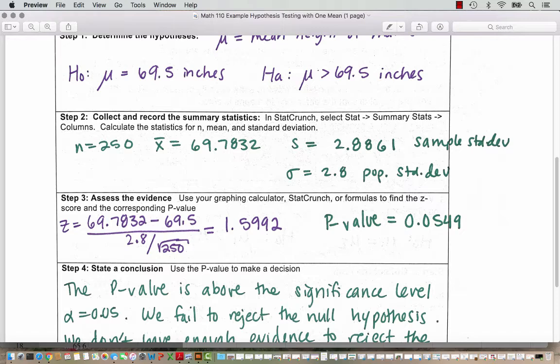So if we do it by hand, the z-score formula is to take the sample mean and subtract it from what we think is a population mean, the 69.5. And then because this is a sample of 250 males, we expect that the standard error is going to be smaller than the standard deviation, and our formula for that is to take the standard deviation 2.8 and divide it by the square root of the sample size of 250. So when we work this out, we subtract first on top, and then we divide by the calculation on the bottom, and we get right around 1.5992. I'm going to show you now how we can do this in StatCrunch.